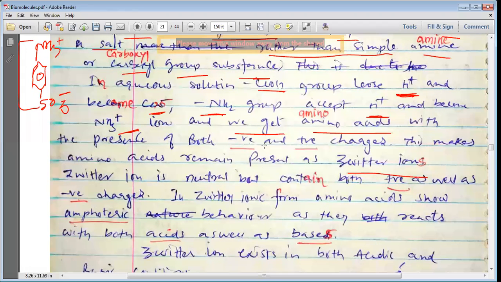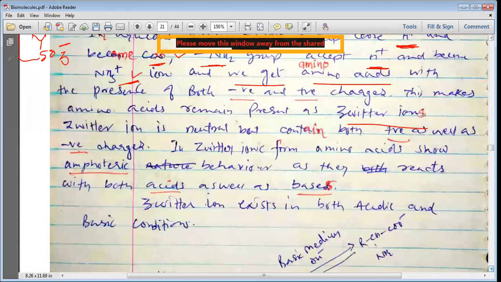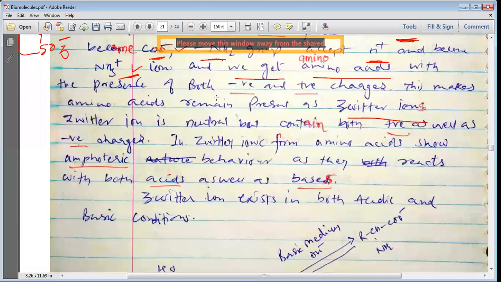In the same way, my dear students, in amino acids, the acid group loses its H plus and the amine group gains this H plus and turns out to be NH3 plus. The group COOH turns out to be COO minus, and thus in aqueous solution, the amino acid exists as a zwitter ion in which both the positive and negative parts are present simultaneously.